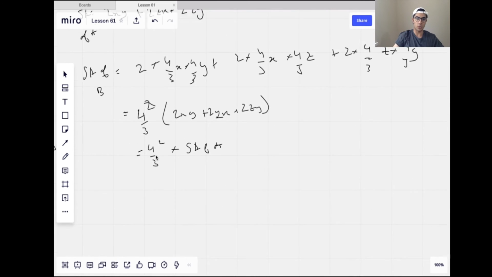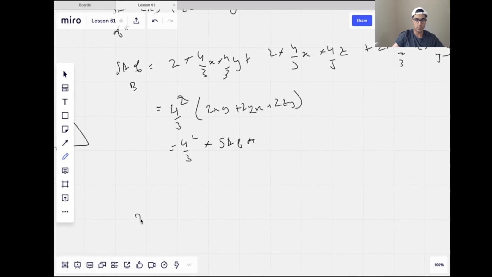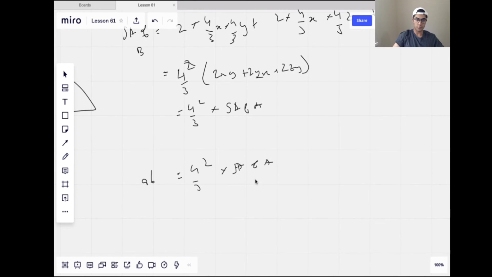Going back to this, we know the SA of B is 96 centimeters squared, which is equal to 4 over 3 squared times SA of A. If we divide both sides by 4 over 3 squared, we get 96 times 3 over 4 squared, which, using a calculator, is 96 times 3 squared over 4 squared, 54, and that's our answer.